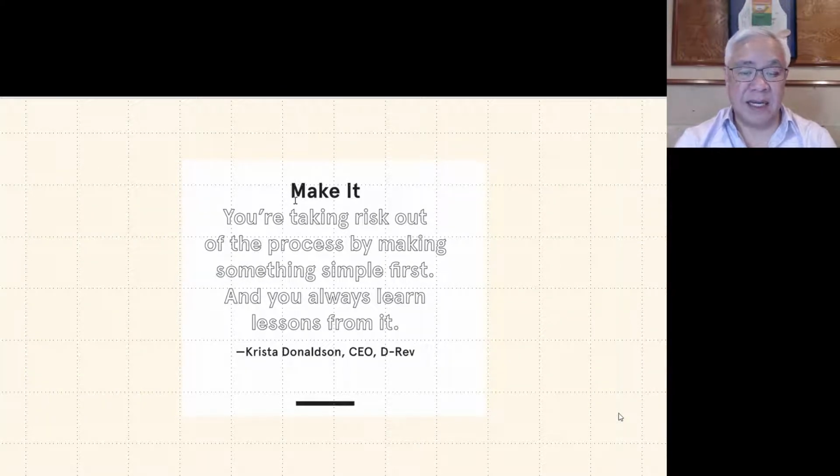Next is make it. And this is from Krista Donaldson, CEO of D-Rev. You're taking risk out of the process by making simple first. And you can always learn from it. So if you're building a new fancy machine, you could build it out of plywood and plastic and very crude instrument just to prove the functionality of that machine. And you can show someone and they'll forgive you that it's not beautiful. If it does something very important, then they say, oh, that's something I want to do. I'd like to buy it when you finish the design.